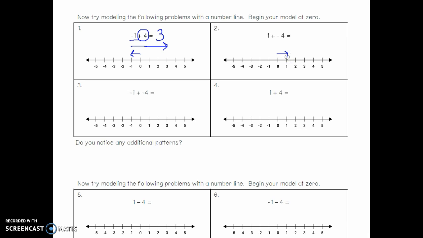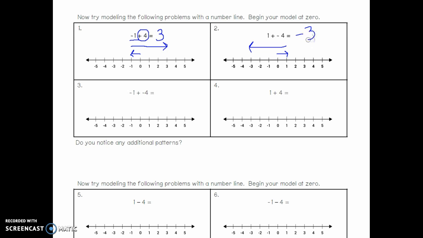Adding a negative still means I have to go to the left because negative 4 is to the left. So I'm going to start here and I'm going to count 4 to the left. 1, 2, 3, 4. Where did I land? Negative 3. Interesting. That's a little bit different than the first problem.